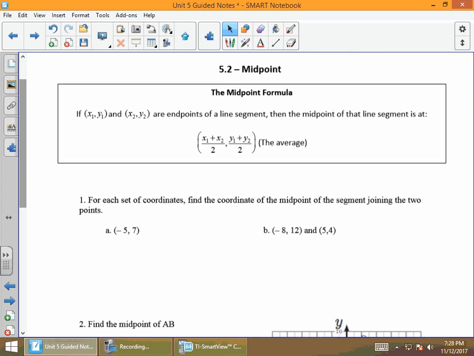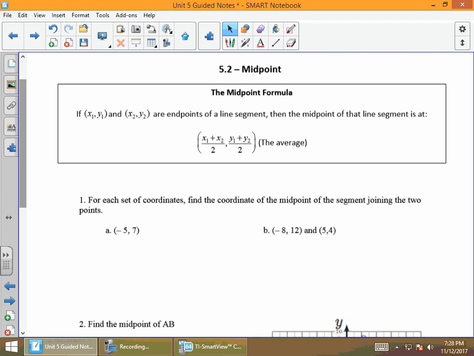This is Learning Target Number 2 from Unit 5, Coordinate Geometry, and this is all about midpoint. We've talked a little bit about a midpoint throughout the year, and earlier in the year we talked about a midpoint being defined as the point in the middle of a line segment. So that means we do have to have a line segment. We have to have two endpoints.